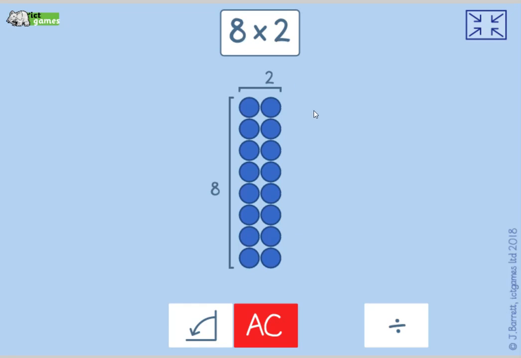8 times 2 is also... what did I say it was? Did I say it was 16? I hope I did. 8 times 2 is also 16. Let's just count in twos. 2, 4, 6, 8, 10, 12, 14, 16.